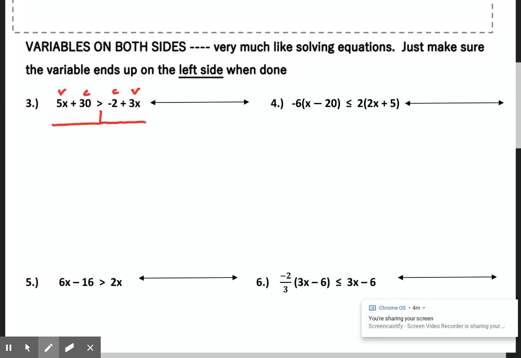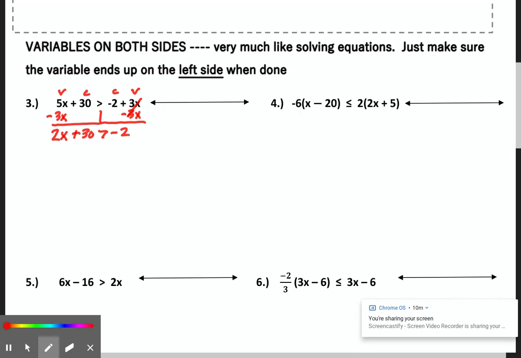So we're going to come over here and look at the 3x. So if we want to cancel that out, the inverse of a positive 3x would be a -3x. And whatever you do to one side, you do to the other. But make sure you put it over here underneath the 5x, since they're like terms. So now we have 5x minus 3x is 2x plus 30 is greater than -2.